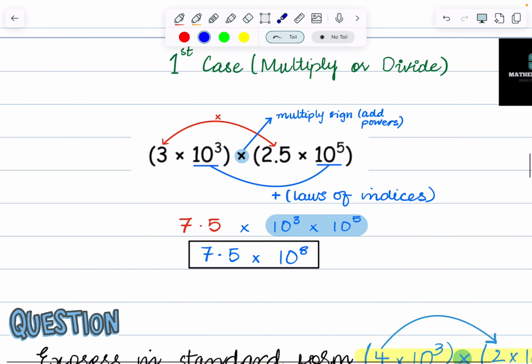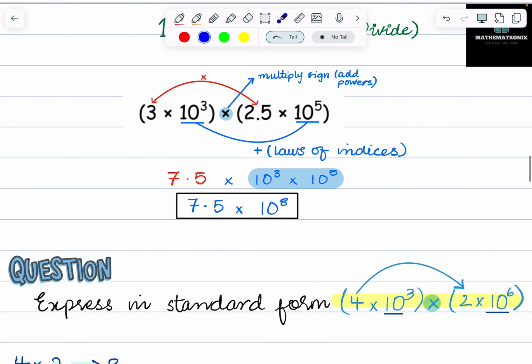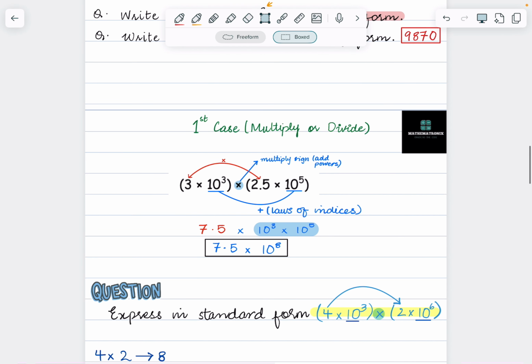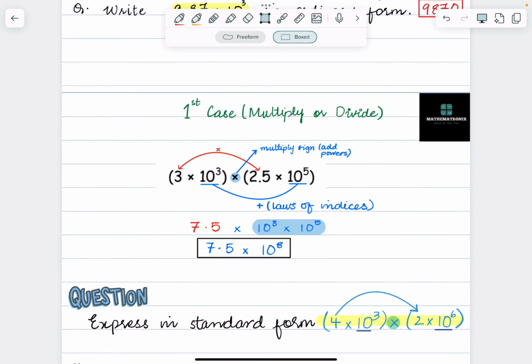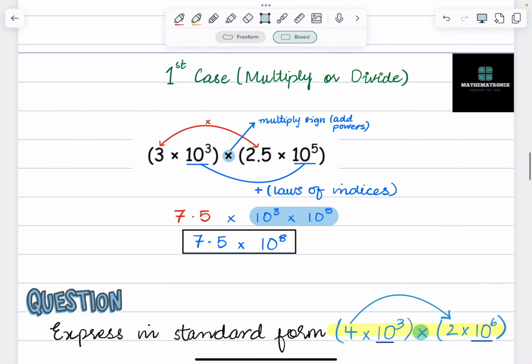Okay. You want to try a question? No? You want to try it on your own? Here you go. This is the question. Good luck. Remember, if your answer doesn't come out to be in standard form, like when you multiply the whole numbers, you have to convert it into standard form. Okay?